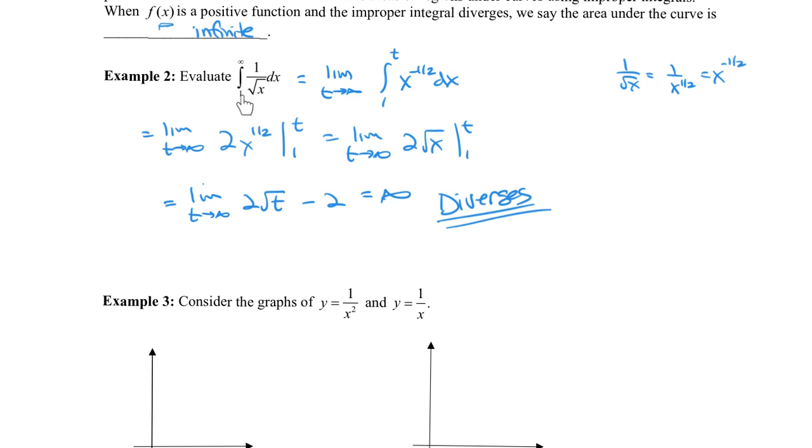On 1 to infinity, this is always above the x-axis. So you can interpret this as being that the area under this curve from 1 to infinity is infinite. It just keeps growing and growing and growing. Okay, so the integral is said to diverge in this case.